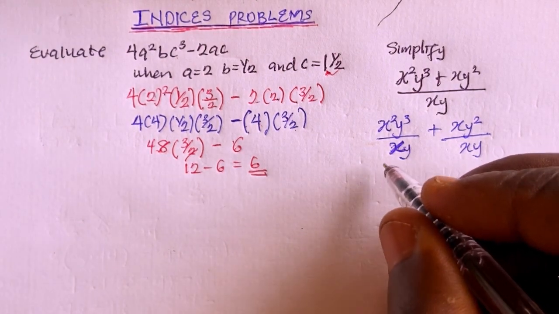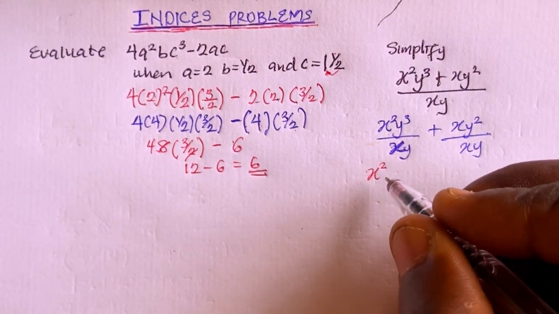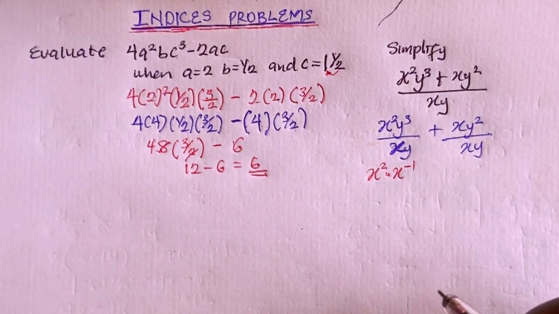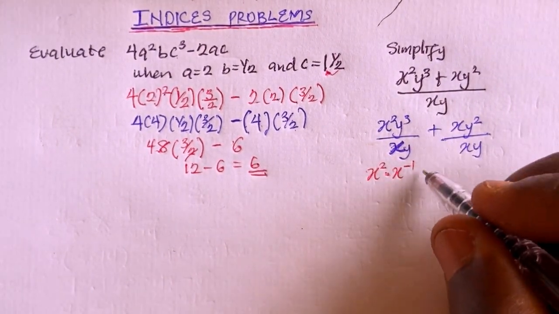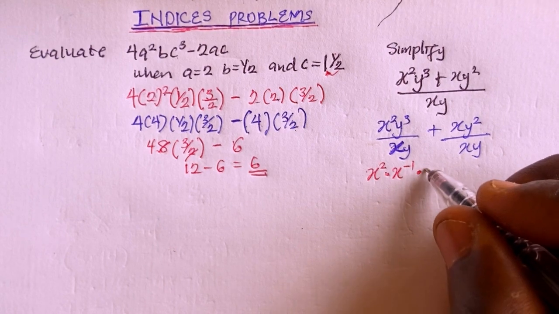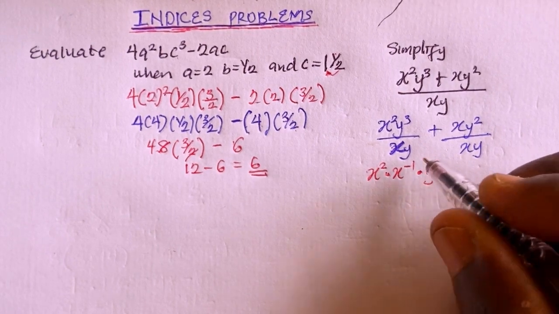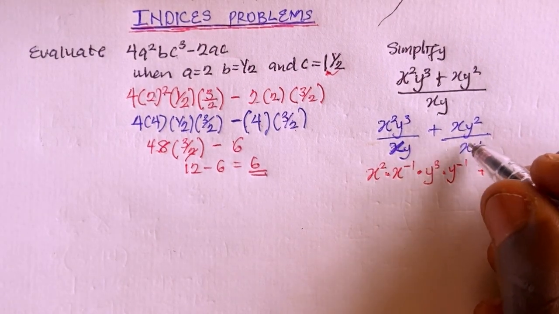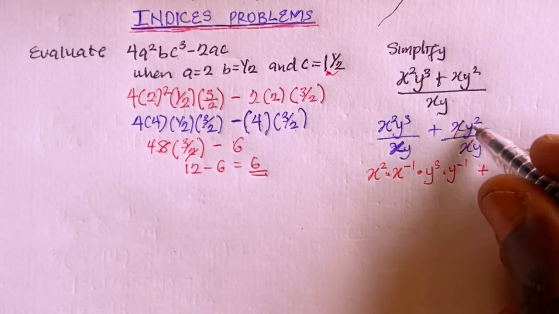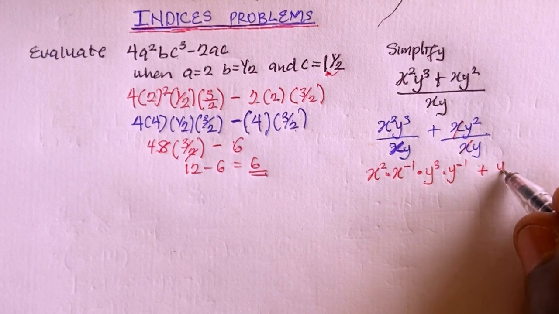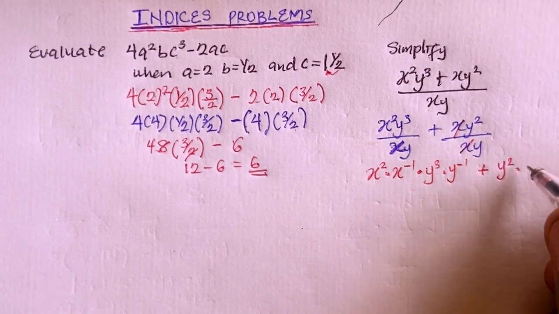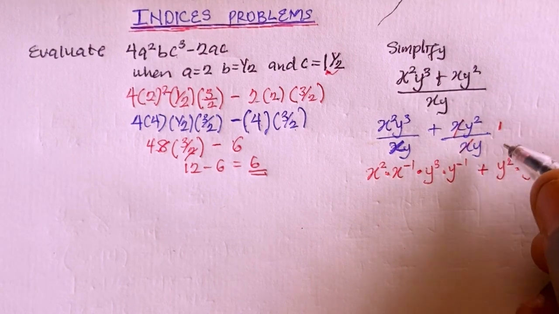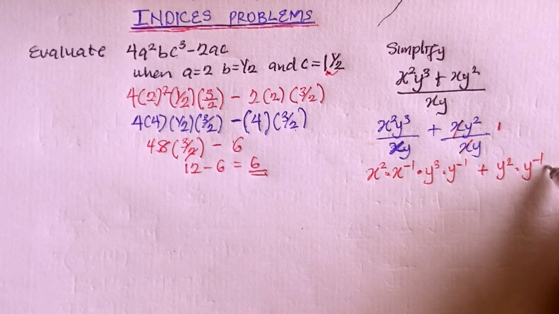Here I'm going to have x squared times x to the power minus 1. Then another one I'm having, y cubed here. I'm going to multiply again by y to the power minus 1. Then plus, this is actually x will cancel x. I'm only left with y squared. That's y squared. Then multiply by y raised to the power minus 1, because here I'm having 1 all over. So taking the inverse, we're going to have this.